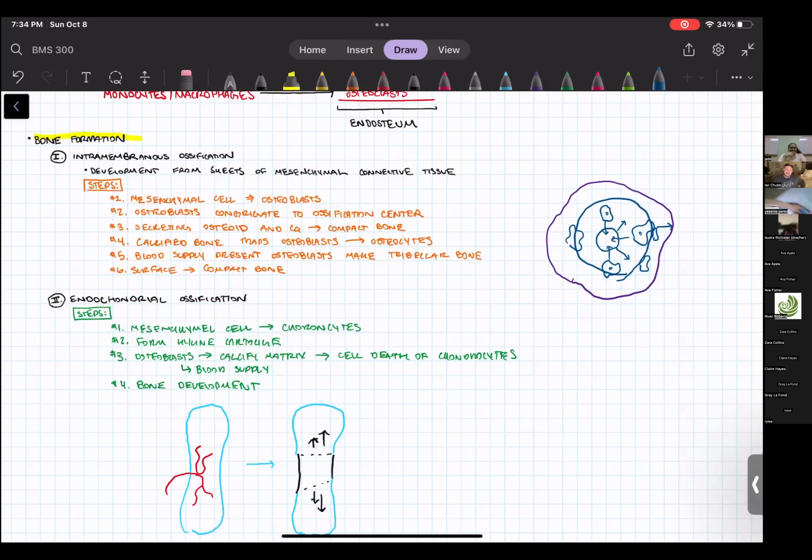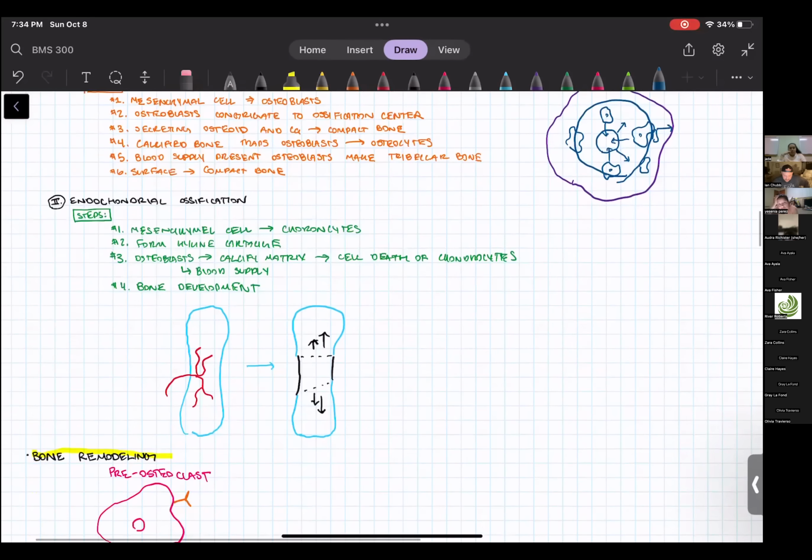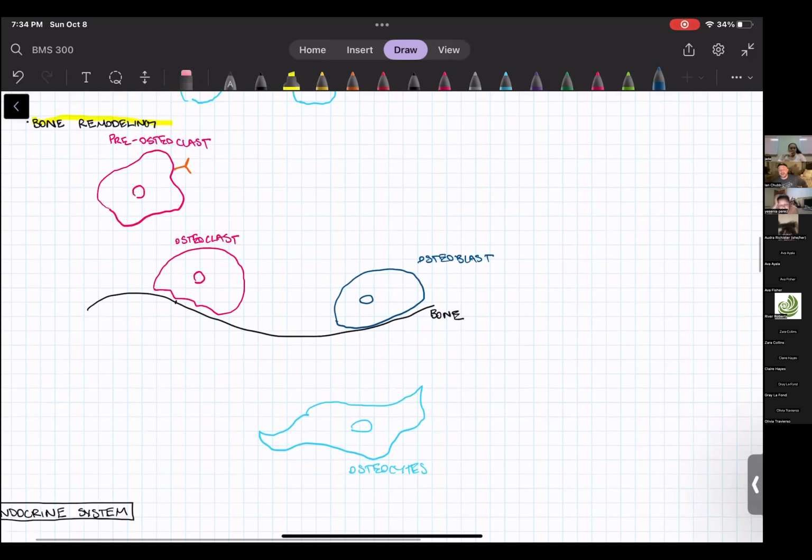Okay. What else? Any other questions on that? If not, let's talk about bone remodeling, and then this is the last thing for bone.